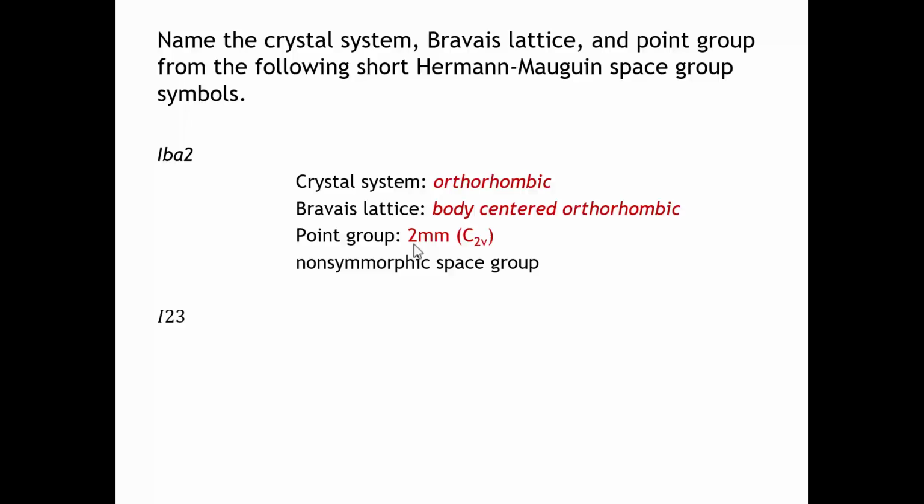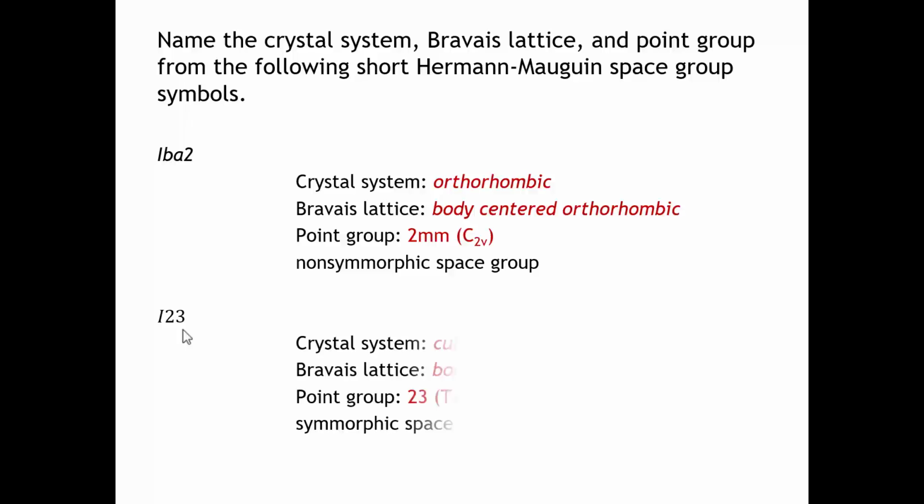And then finally, this last example, I23, when you look at that and see the three-fold rotation axis, it might make you think that this is a trigonal space group. But for a trigonal space group, the three-fold is going to come in the first position after the centering letter. The fact that it comes in the second position tells us this is a cubic space group, albeit one that doesn't have a fourfold. So this is a body-centered cubic space group, right? Crystal system cubic, Bravais lattice body-centered cubic. The point group is 2, 3, and because there are no screw axes or glide planes here, it is a symmorphic space group.